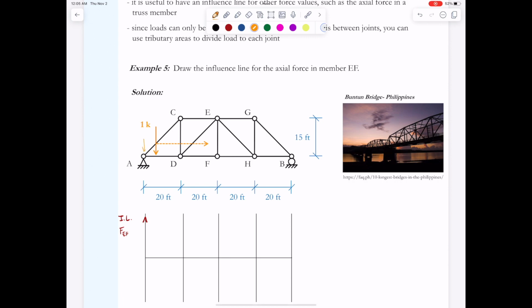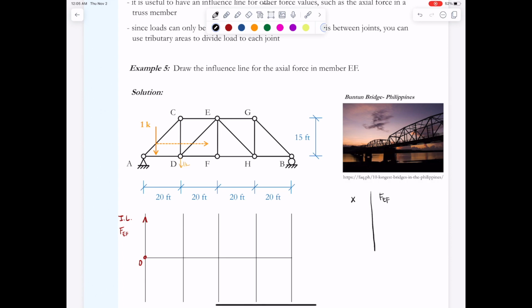In this case, I'm looking to draw the influence line for the axial force in member EF. If we apply the equilibrium principle, we just want to move that one kip to different points along the length and calculate what the force in EF is. So I'm going to move it from point A to point D to point F to H to B. When it's at point A, it's easy to see that the force in EF would be 0.